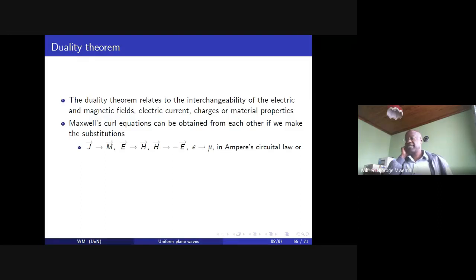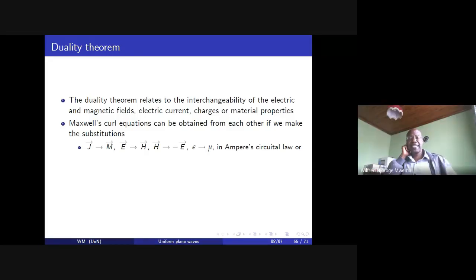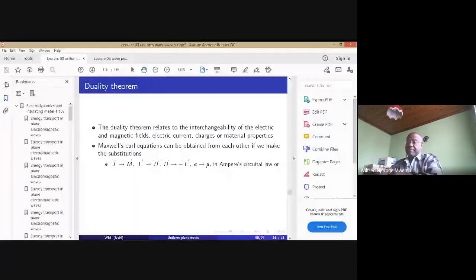Did you get the task? Yes. Yeah, have you obtained anything that looks familiar? Did you get the Faraday's law or you didn't?